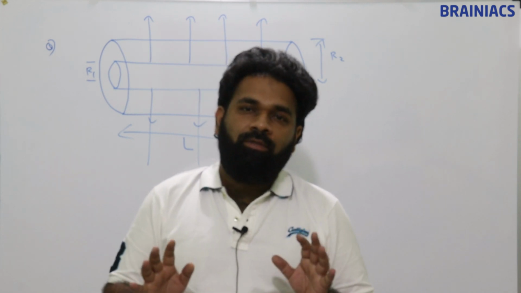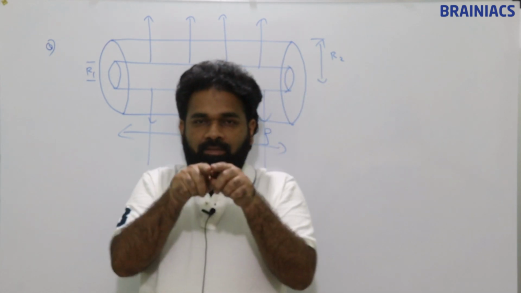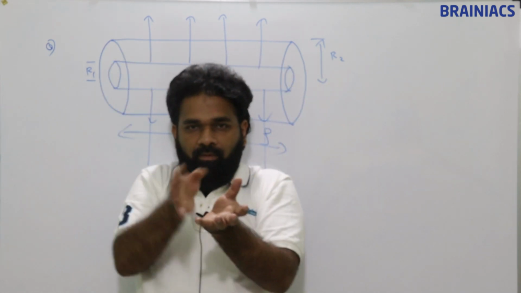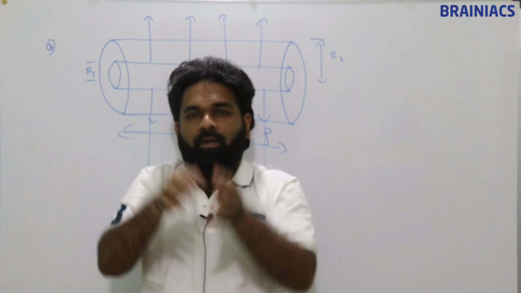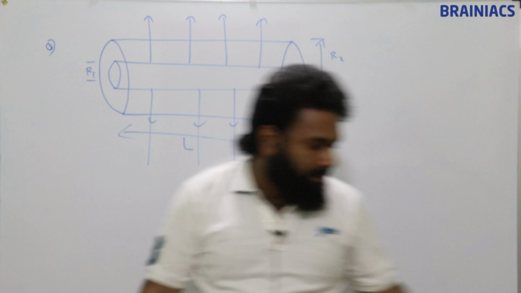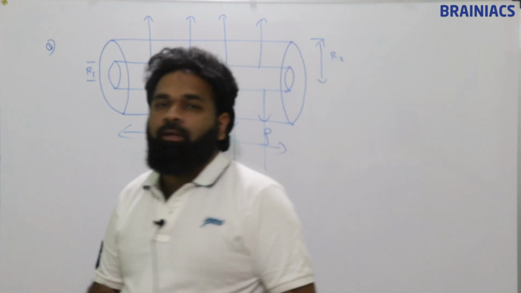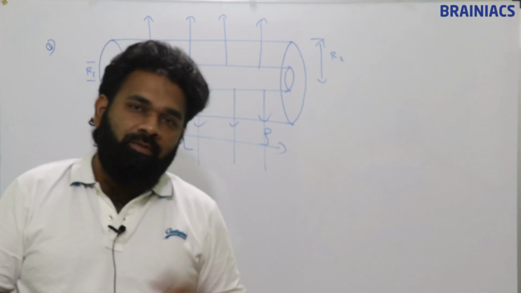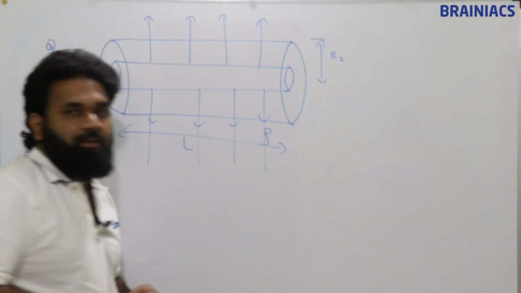They have given in the question, if the conductor is hollow inside, and current is flowing in this direction, that is the only data given. Now how to find the resistance of this? Okay, this is the question.